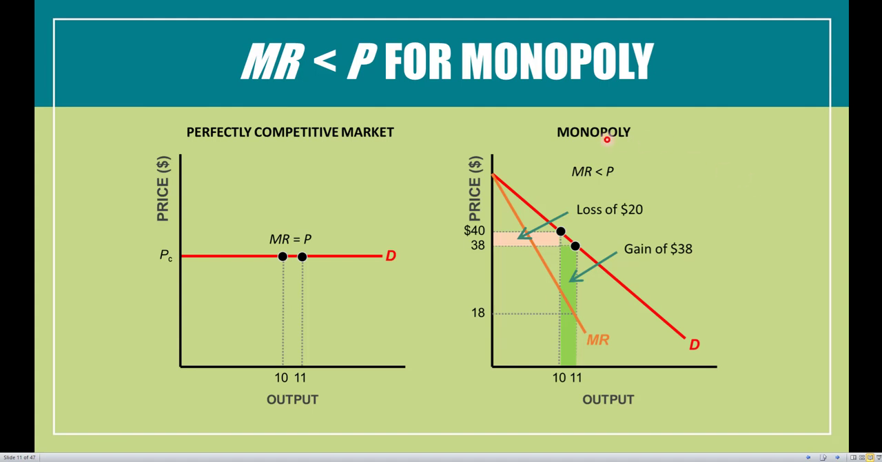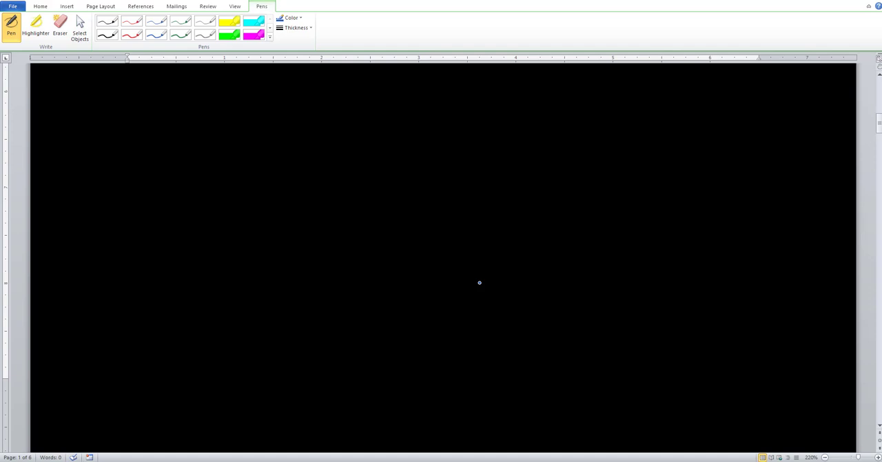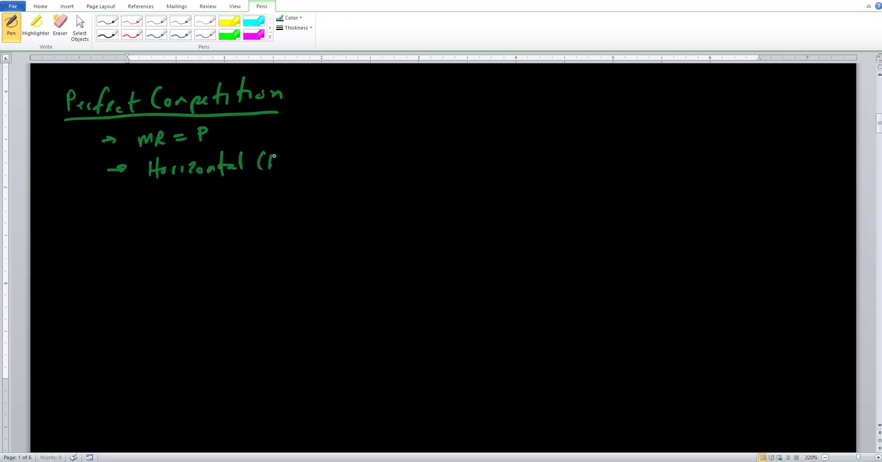So we can compare to see how all three of these things are going to be different under the monopoly case. Here, perfect competition, very quick review. Let's use green. Let's say perfect competition. Under perfect competition, as we saw in the previous chapter, there were three things that we wanted to note about the demand curve. Number one, marginal revenue equals price, which is also equal to the demand curve. We notice that we have a horizontal or perfectly elastic demand curve. They mean the same thing for us here.